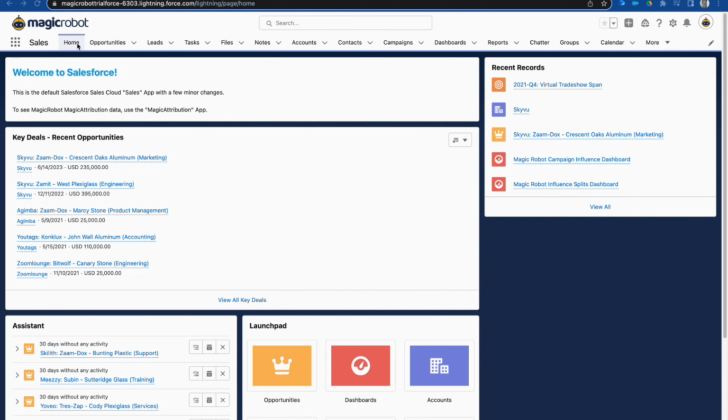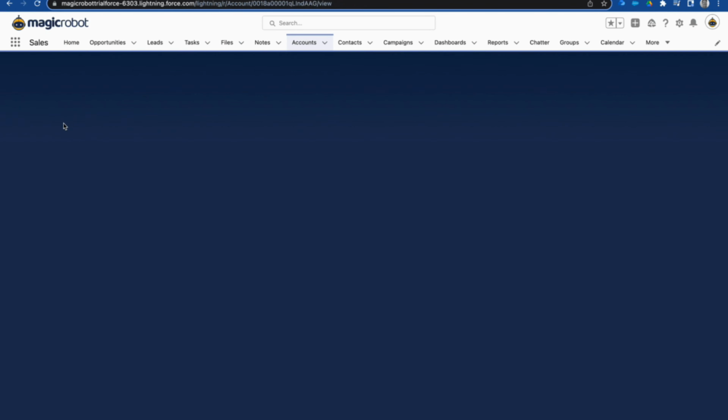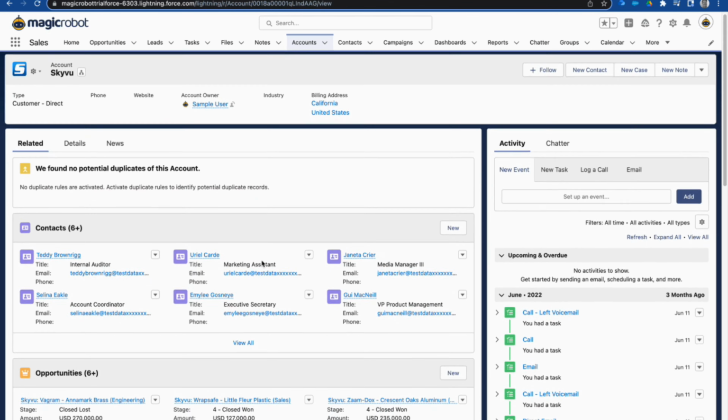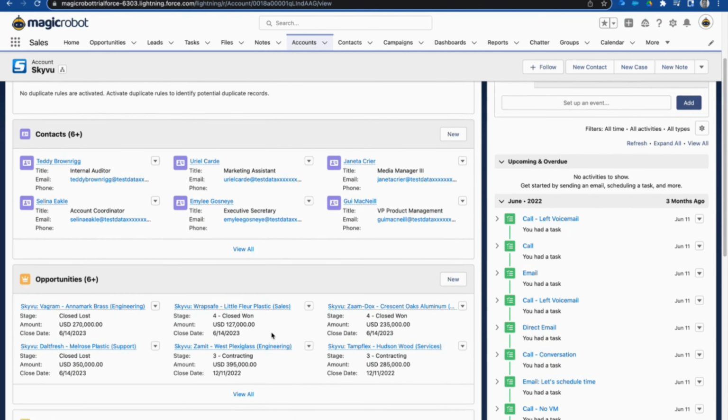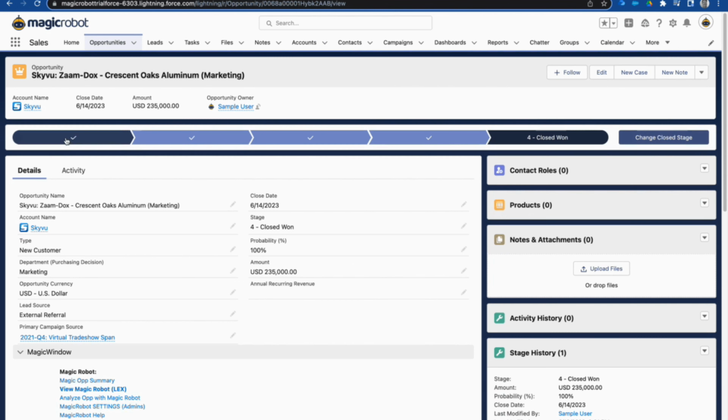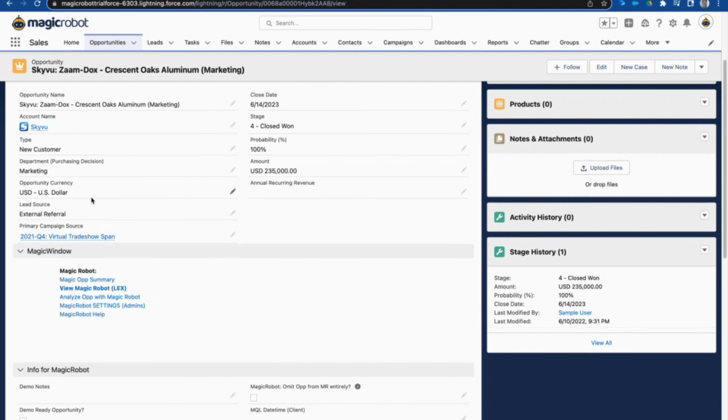When he logs into Salesforce, he navigates to the Skyvoo account. Once there, he can see the various opportunities that are in the pipeline. When he navigates to a recently closed won deal, he can see everything the sales rep needed to move this opportunity through the pipeline. But what about marketing? Where can he see which campaigns helped close this deal?